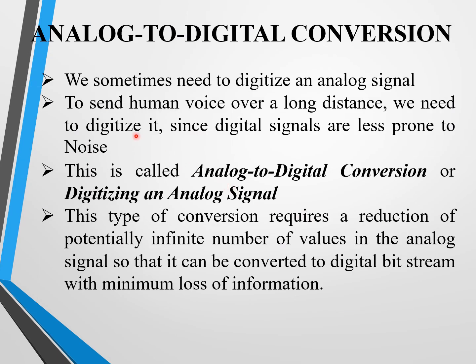Students, we sometimes need to digitize an analog signal. To send human voice over a long distance, we need to digitize it first, since digital signals are less prone to noise and a computer understands language in digital form. This is called analog to digital conversion, also called digitizing an analog signal. This type of conversion requires a reduction of a potentially infinite number of values in the analog signal so that it can be converted to a digital bit stream with minimum loss of information.